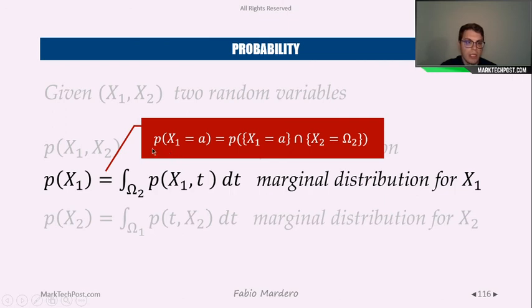Here, in fact, we are writing that the probability of x1 equal, for example, to the value a, is equal to the probability of the event x1 equal to a, and x2 equal to whatever element in the sample space of x2.